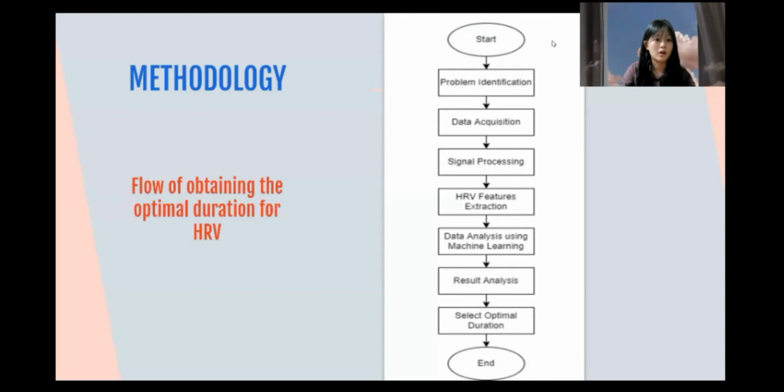So for the methodology, this figure shows the flow of obtaining the optimal duration for HRV. First, we will start with the problem identification, data acquisition, and signal processing. After the HRV feature extraction and we get all the data, we go to the data analysis using machine learning, and after that, analyze the result and select the optimal duration.